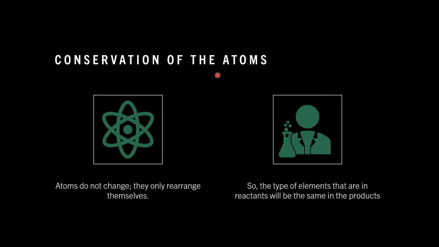We have the conservation of the atoms also. Atoms do not change, they only rearrange themselves. So the type of elements that are in the reactants will be the same in the products. So let's say we have 5 total atoms in the reactants, there will always be 5 total atoms in the products.